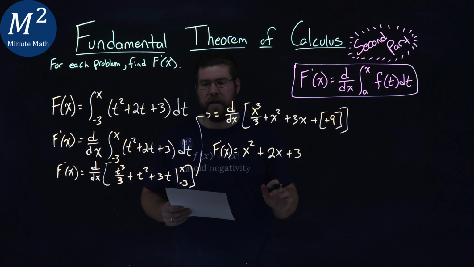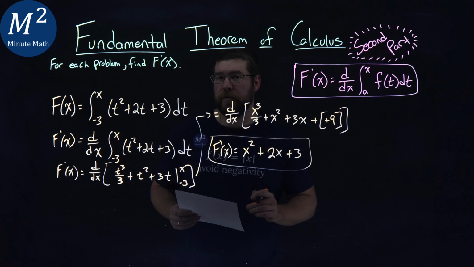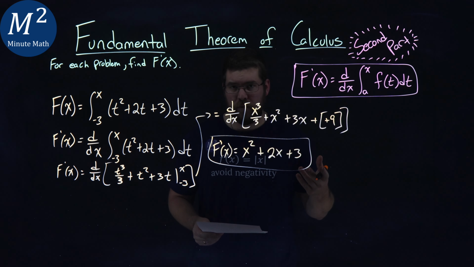And that's why that part really didn't matter. And so we actually have our answer. Our f prime of x is equal to negative 4x cubed plus 4x.